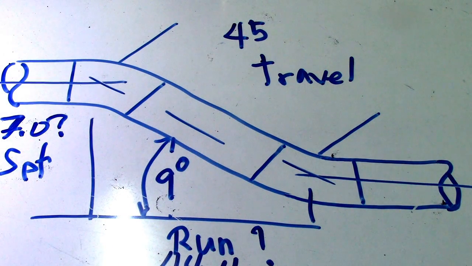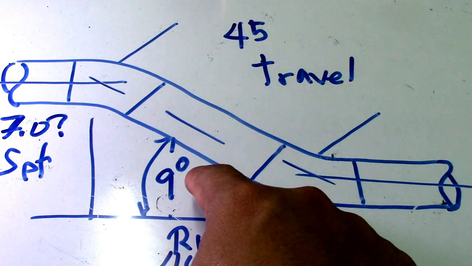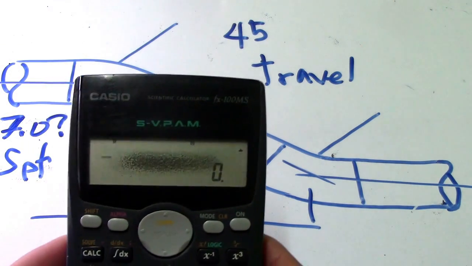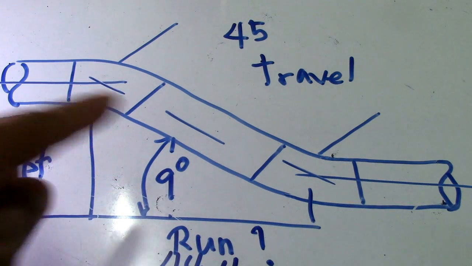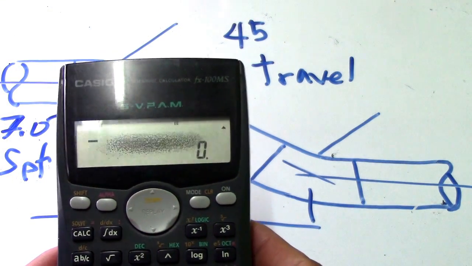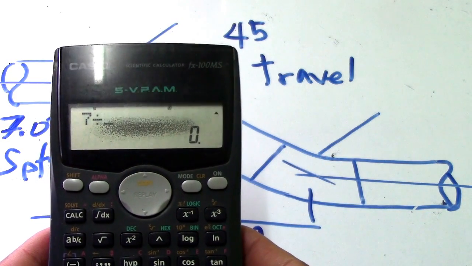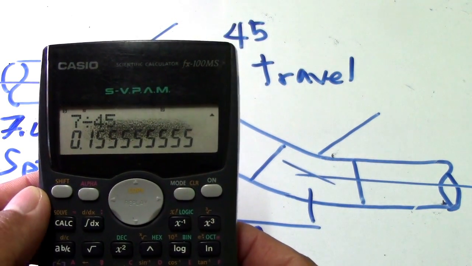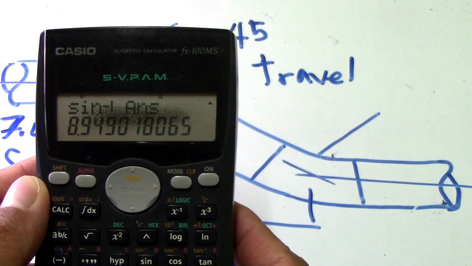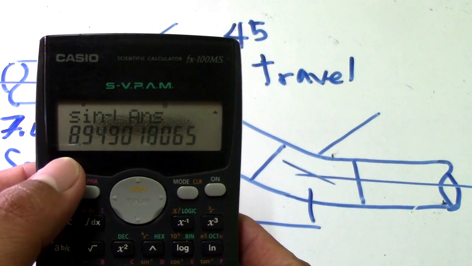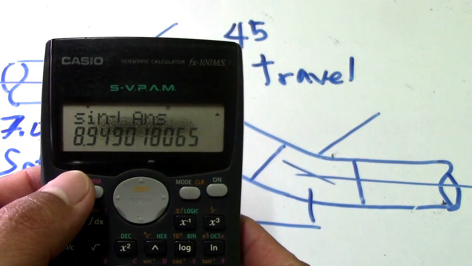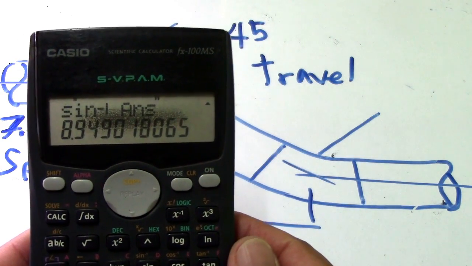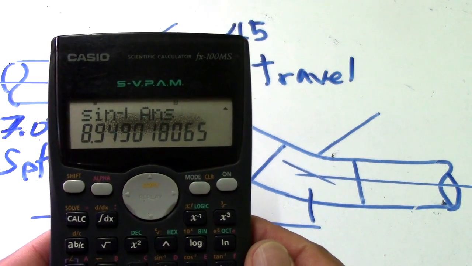Okay, so we will check if our answer is correct. We will find this 9 degrees. So we will divide the set and the travel to find that. Okay, our set is 7 divided by 45, so equals, press the shift and sine. Okay, this is correct. So our answer is 8.9, so round it up, this is 9 degrees. Okay, so this is how to compute it and check if your answer is correct.